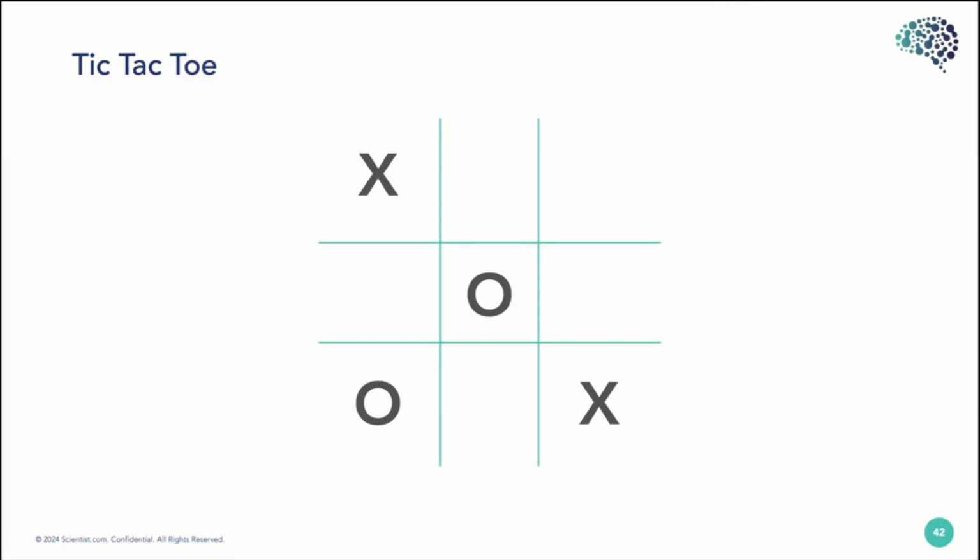Tic-tac-toe. I've chosen tic-tac-toe because it is small and we can see what's happening. To be clear, you would never train a neural network to play tic-tac-toe. It's far too small a problem space. It wouldn't be worth it. But hopefully, it's small enough that we can see what's happening.